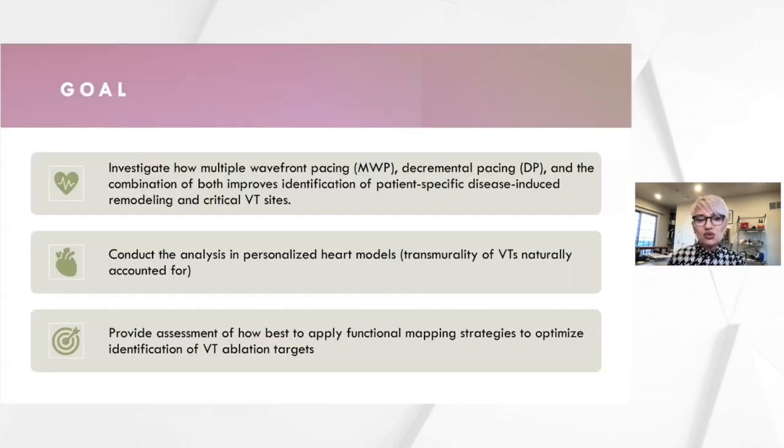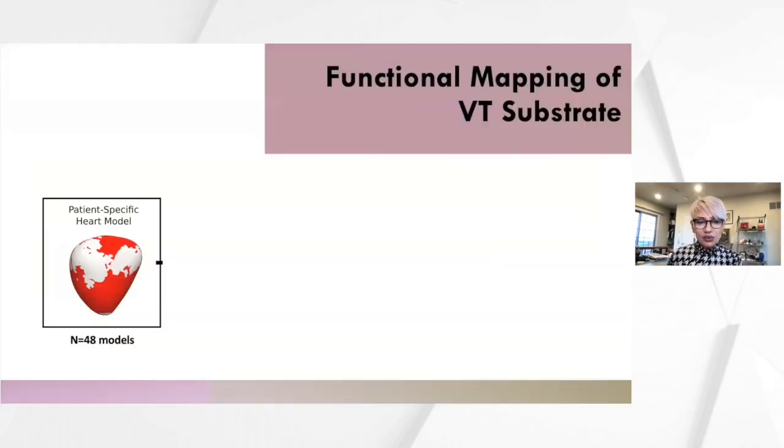The goal of this study was to investigate how multiple wavefront pacing, decremental pacing, and the combination of both improves identification of patient-specific disease-induced remodeling and critical VT sites. We conduct these analyses in this personalized heart model, so the transmurality, the three-dimensionality of the VT is naturally accounted for. And then we provide assessment of how best to apply functional mapping strategies to optimize identification of VT ablation targets. So our approach consisted, as I said, of creating these patient-specific hearts.